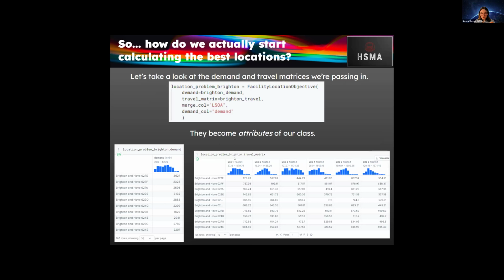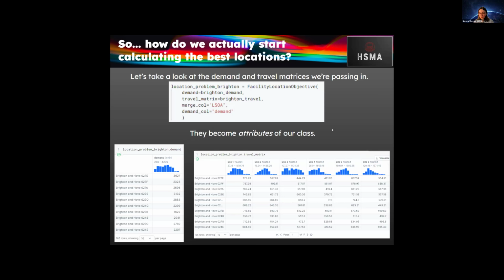I've then got the Brighton travel matrix. So I've got rows with the LSOA names. I've got columns with the sites, and each one of these is a travel time, in this case in seconds. That's why it looks so long. My merge column is my LSOA, and my demand column is called demand. So before I passed it in, each one had a column called LSOA, and my demand column is called demand.